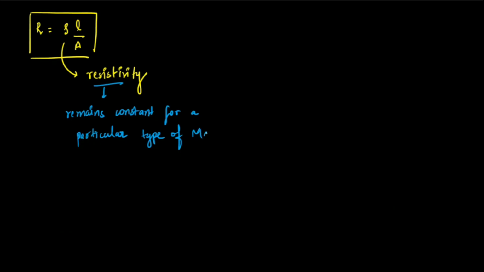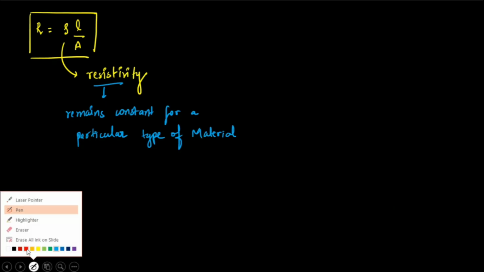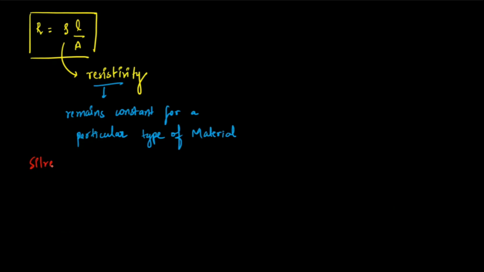Like for example, different materials have different values of resistivity. What we can understand here is that these values depend upon the type of matter. Suppose we have silver. Silver has a resistivity value of about 1.59 times 10 to the power minus 8. Similarly, if we talk about a different element like iron, iron has a resistivity of about 9.71 times 10 to the power minus 8.